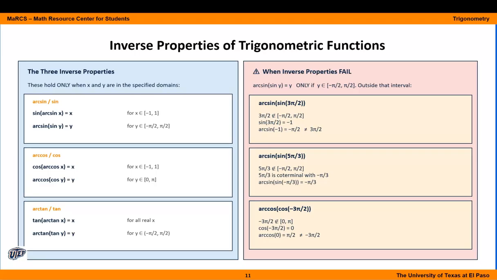Here are the key inverse properties. These only work when the inputs are in the correct domains. For example, sine of arc sine of x equals x always works for x between negative 1 and 1. But arc sine of sine of y only works if y is in the restricted interval. If it's not, you must adjust the angle. That's why arc sine of sine of 3 pi over 2 is equal to negative pi over 2, not 3 pi over 2. Always check the range before applying inverse properties.